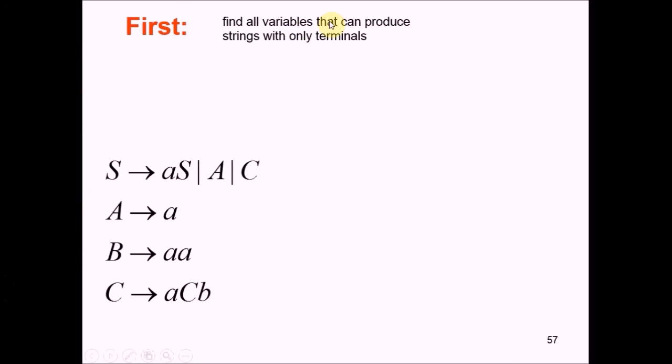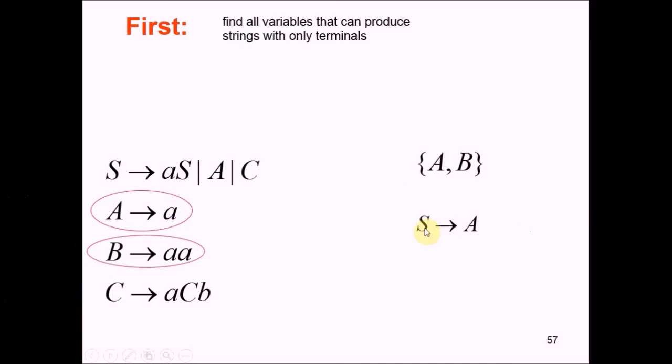First we will find all the variables that can produce strings with only terminals. Here A is producing a small a, that is a terminal, and B is producing AA, which is also terminal. So these are the two elements which are terminating: A and B.